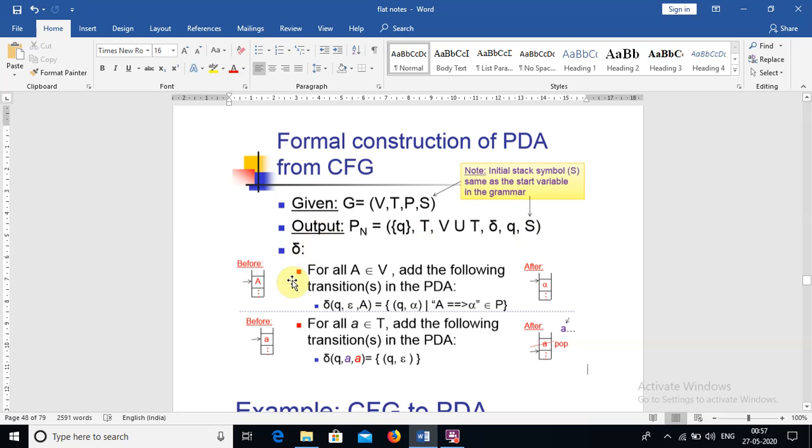From the previous 3 steps, if it is a non-terminal, you can construct the transition function like this. What we did here is push the non-terminal into the stack, and again replace it with the productions related to that non-terminal symbol on the stack. If it is a terminal, you pop the terminal from the stack and construct the transition function like this. So from the grammar we construct the transition functions of the PDA.